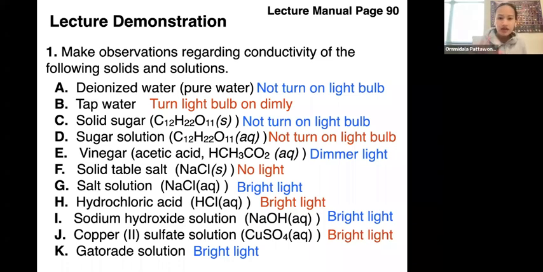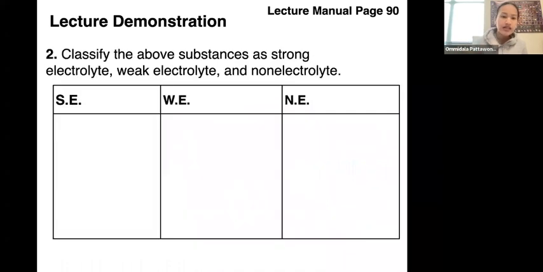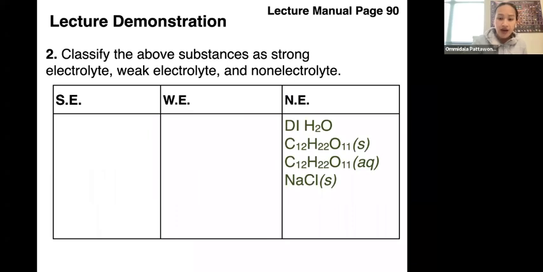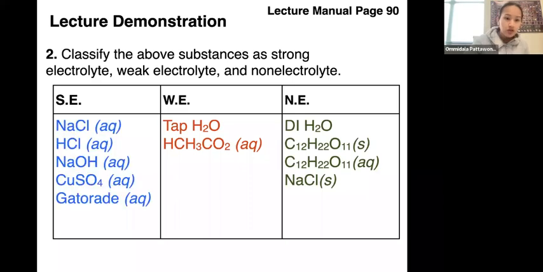So what does this data tell us? According to that, we can classify the deionized water or pure water, solid sugar, aqueous solution of sugar, and solid salt, solid sodium chloride, as not able to conduct electricity. So these are non-electrolytes. The tap water and vinegar that turn the light on dimly, we are going to classify as weak electrolytes, and the rest would be classified as strong electrolytes.